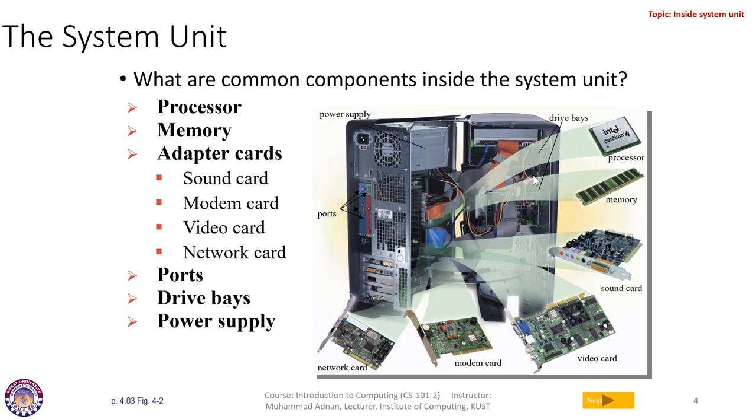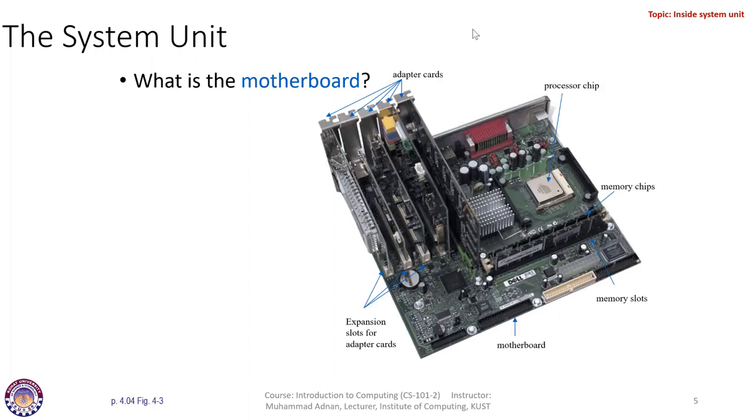Okay, so with that, these are some important components of a computer system. We are going to talk about all these things in detail in the coming slides. So then somebody may ask you, what is the motherboard? You can say that the motherboard is the main circuitry or the main circuit board in a system unit where all the components are connected.